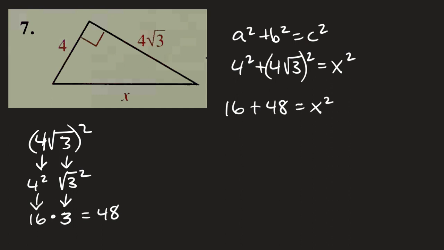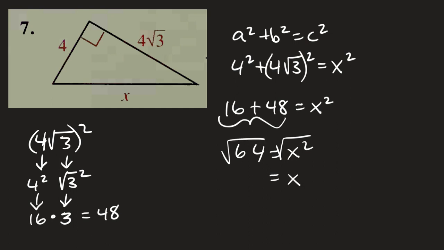And 16 plus 48, let's see. This kind of helps me think sometimes. So that's 64 equals x squared. Oh, I should have known this. So now we have to take the square root of x squared, which is x. And we have to take the square root of 64 because you have to do the same thing on both sides of the equal sign. Taking the positive root, that would mean x is equal to 8.